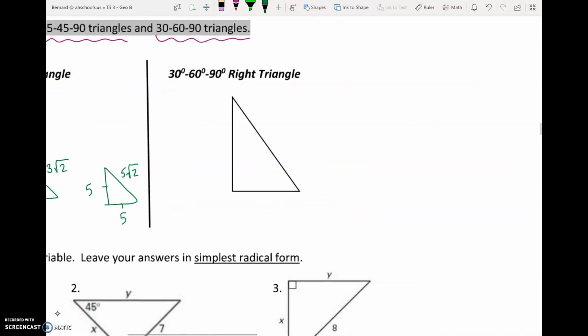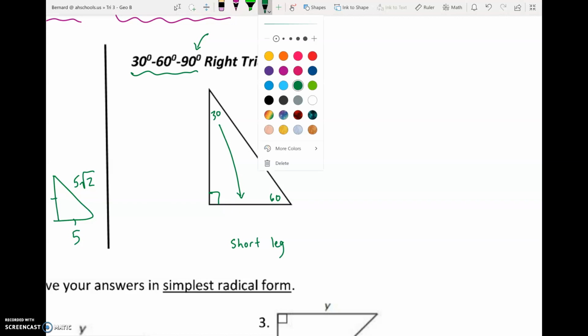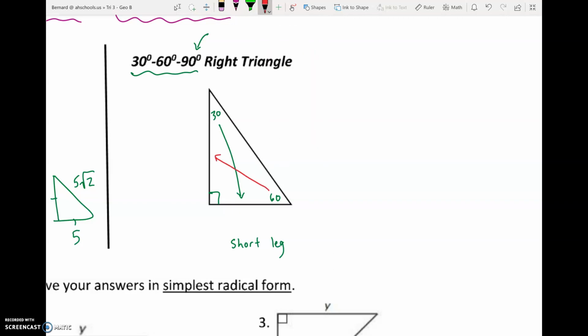Now, we get more patterns that arise in a 30, 60, 90 triangle. Again, the 90 means we're going to have a right angle in here, and then the other two angles will be 30 and 60. So the small one we'll put a 30, the big one we'll put a 60. Across from the small angle is going to be the smallest side. We'll call that the short leg. And then across from the medium angle, which is 60, is going to be what we will call the long leg. Now, it's not the longest side, right? Because our longest side always comes across from our 90 and is called the hypotenuse. But our long leg is just longer than the short leg.